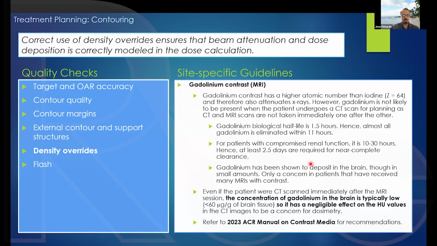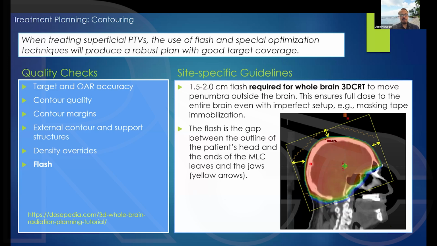Good question. All right. Regarding flash, it's more like when you're thinking of breast, but there is a brain case where you actually do use flash, and that's when you're treating whole brain. And by the way, flash, just in case, is the gap that you leave between where you're closing your beam, your jaws and your MLC, and where the edge of the scalp of the patient is. It's that airspace that you leave in there.